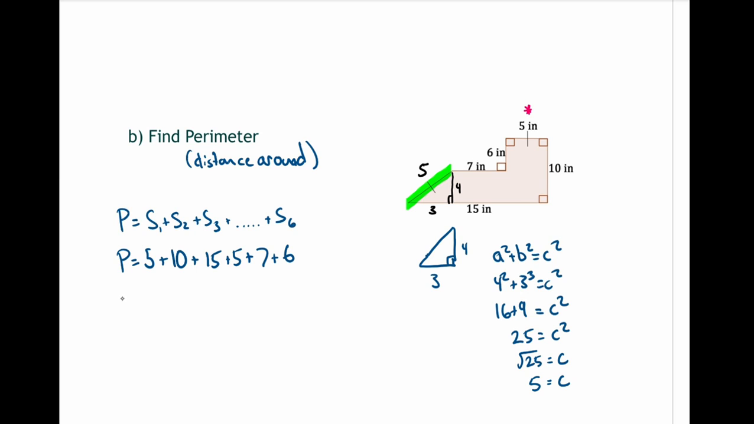So those are all my sides. And again, this just is adding them all up. 5 plus 10 plus 15 plus 5 plus 7 plus 6 equals 48 inches. So the perimeter of this object, or this composite figure, is 48 inches.